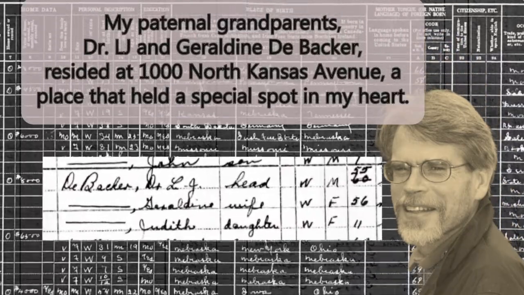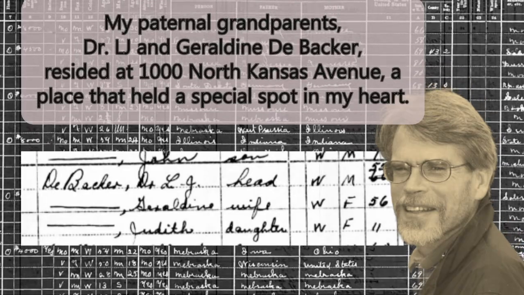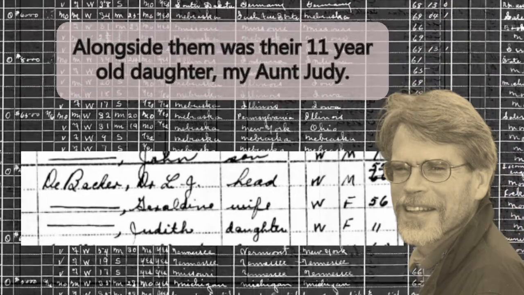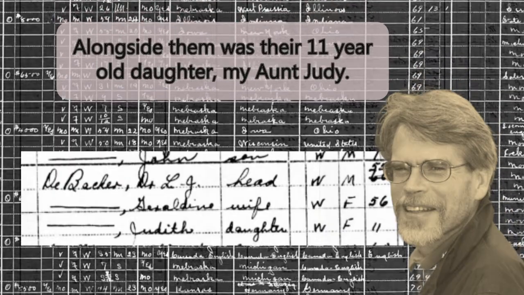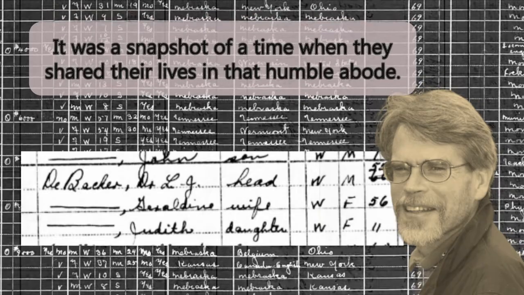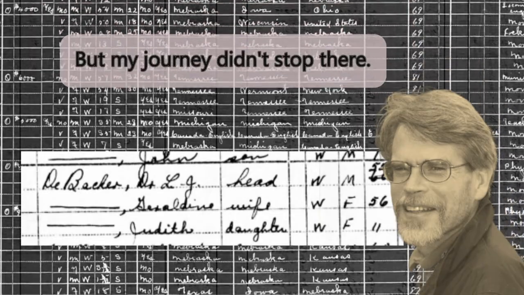L.J. and Geraldine DeBacker resided at 1000 North Kansas Avenue, a place that held a special spot in my heart. Alongside them was their 11-year-old daughter, my Aunt Judy. It was a snapshot of a time when they shared their lives in that humble abode. But my journey didn't stop there.